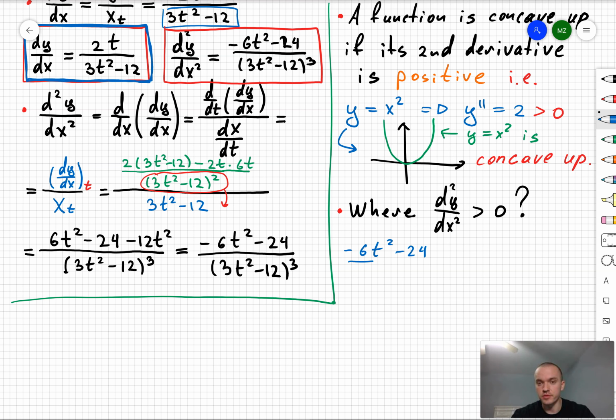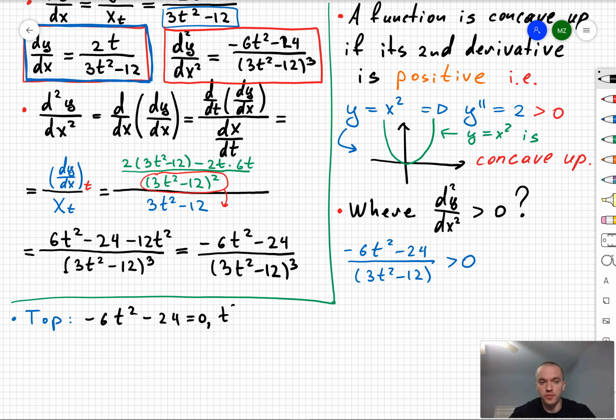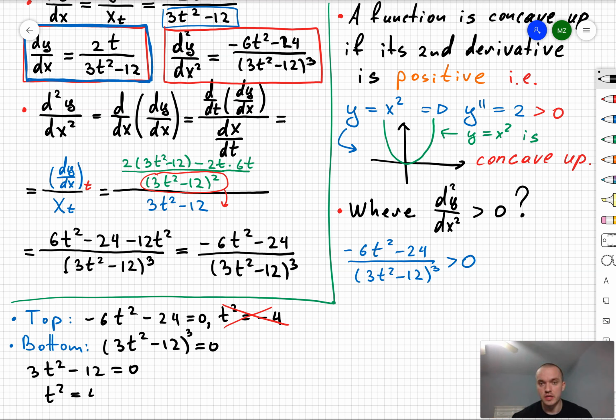So let's rewrite our second derivative: negative 6t squared minus 24 over 3t squared minus 12 to the third power. When is that expression positive? To answer that, we need to take the top part and the bottom part and find their zeros. For the top part, you will obtain that t squared is equal to negative 4, and there is obviously no solution. For the bottom part, 3t squared minus 12 cubed is equal to 0, so 3t squared minus 12 itself is equal to 0. In other words, t squared is equal to 4, so t is equal to plus or minus 2.